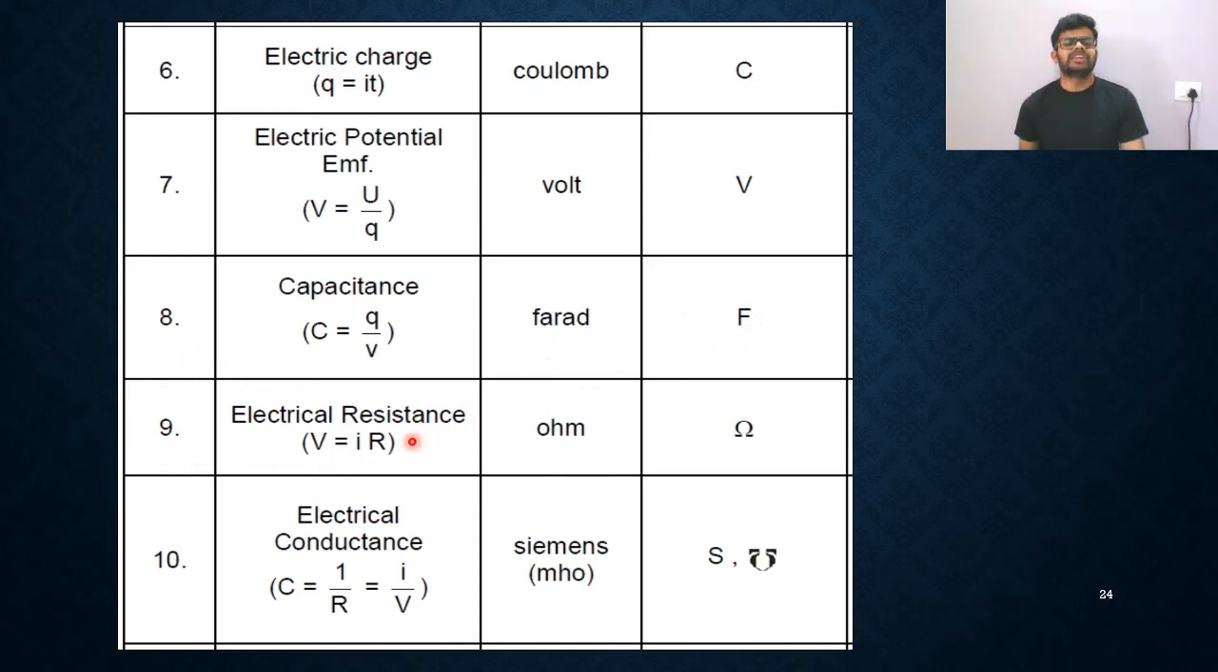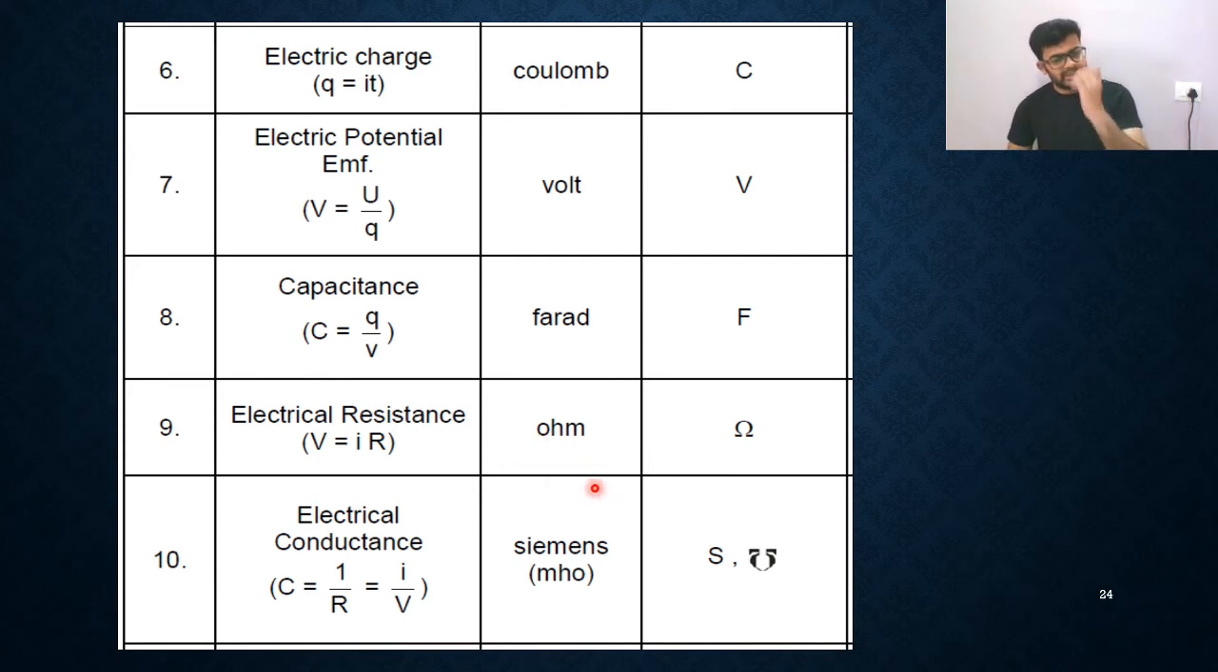Next, electric resistance. You learned this formula in 10th class: V is equal to IR. V means voltage or potential, I is current and R is resistance. So V is equal to IR you will use. Its unit is ohm.